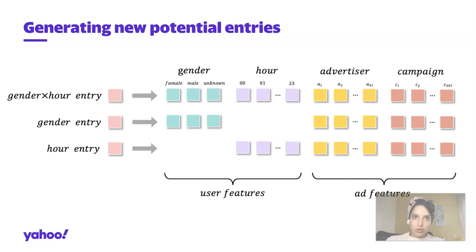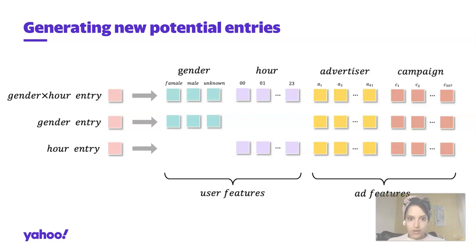To solve these two problems, we designed the greenhouse. What do we do in the greenhouse? A greenhouse is an independent unit that trains alongside the model and grows sets of potential extra entries, one set for each block, which means one set for each feature and each pair of features. Each such entry set includes one entry per each feature value and each ad feature.